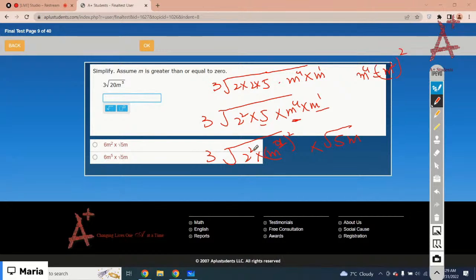Got it? So the square root and the square get canceled out. You are left with 3 times 2m squared and square root 5m. So 3 times 2 is 6. It would be 6m squared square root 5m. Got it? So option number 1 is the correct option. Just select the correct option, then click on the OK button. Got it, everyone?